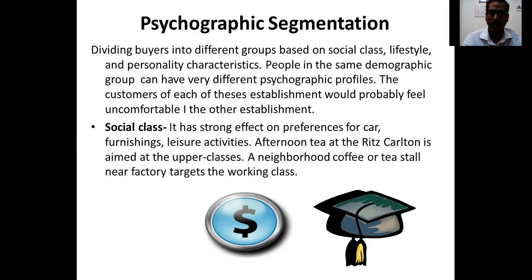So the upper class is targeted by luxury hotels like Ritz Carlton for the tea in the restaurant, and a neighborhood coffee or tea stall near the factory targets the working class. For the working class and the lower class, this one is being targeted by either a coffee shop or a tea stall which is in the neighborhood or in the local area.